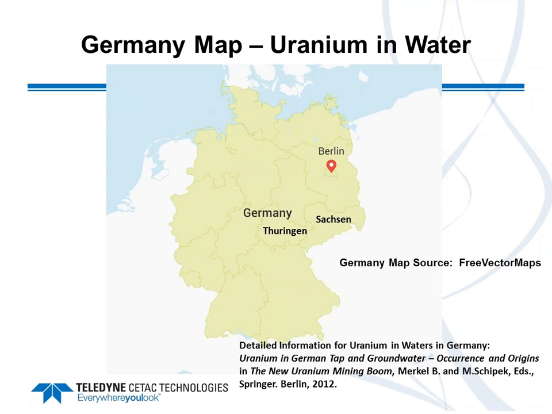Uranium and water in Germany, there again is a detailed reference for that from 2012, Uranium in German Tap and Groundwater in the book Occurrence and Origins in the New Uranium Mining Boom. The higher levels that are seen naturally are in the middle eastern German states of Thuringen and Sachsen.